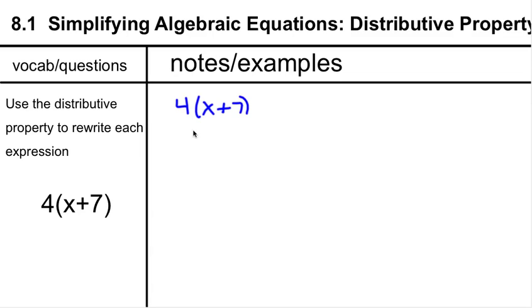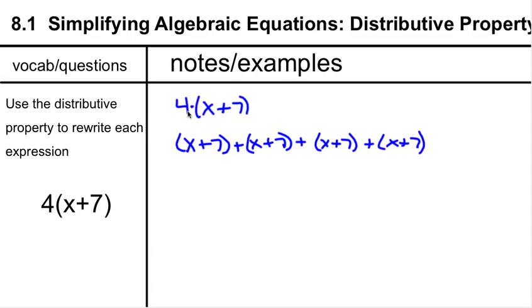about what it means. This means I have x plus 7, and I'm going to multiply it by 4. To multiply it by 4 means that I'm going to take the x plus 7 and have it 4 times. x plus 7, x plus 7, x plus 7. x plus 7, 4 times: 1 time, 2 times, 3 times, 4 times. And I'm just going to add them together.